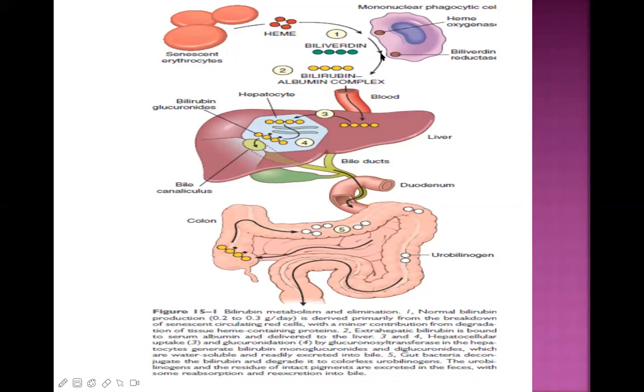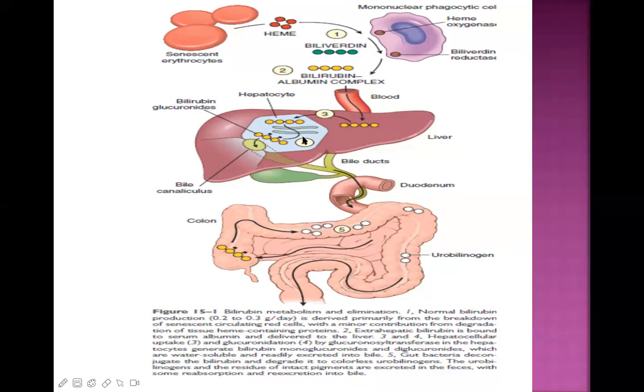Now, all of this is happening inside the reticuloendothelial system. I'm sure you all know the meaning of reticuloendothelial system, that is called macrophages, especially occurring in the spleen. Now, bilirubin will combine with albumin and travel in the blood. When it reaches the liver, only bilirubin will enter inside. Albumin will be left behind in the blood.